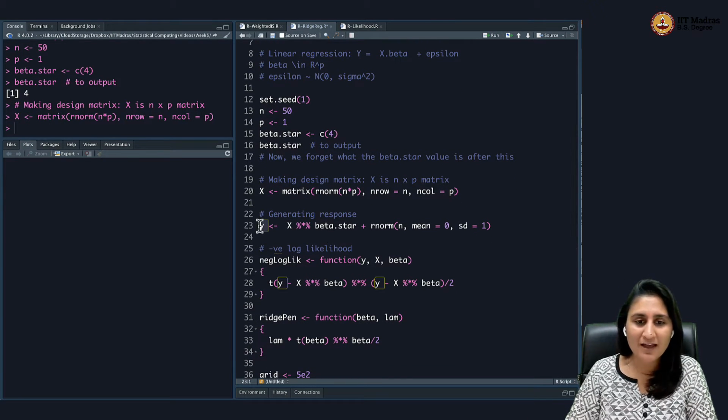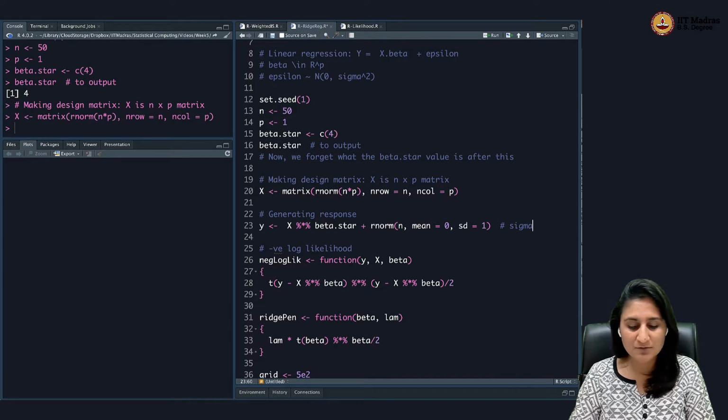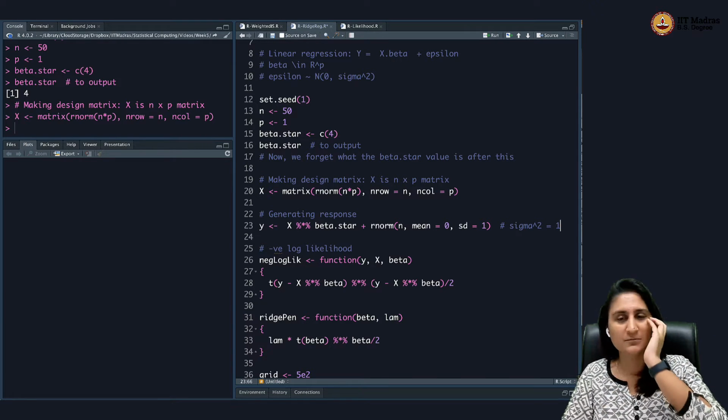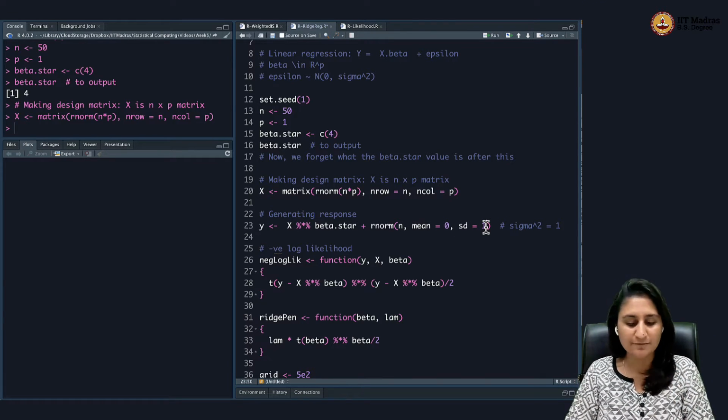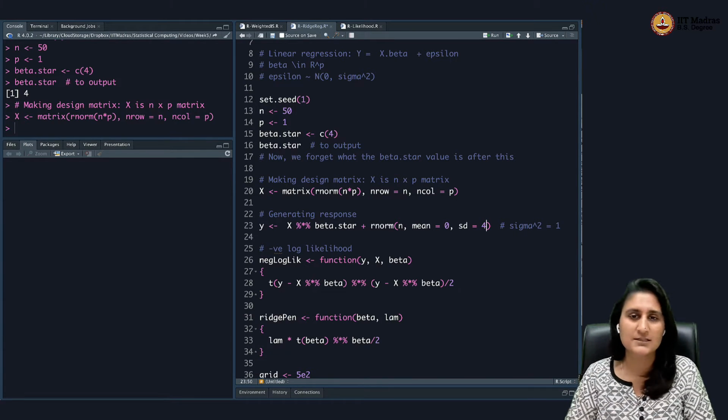And then my Y is nothing but X beta plus epsilon. So I do X times beta.star in this case. And epsilon is nothing but rnorm, or normal, mean zero. And in this case, I do SD equals 1, which means I'm assuming sigma squared is 1. If I want, I can set a different value for sigma squared. I can set this to be 4, in which case sigma is 4, so sigma squared is 16.